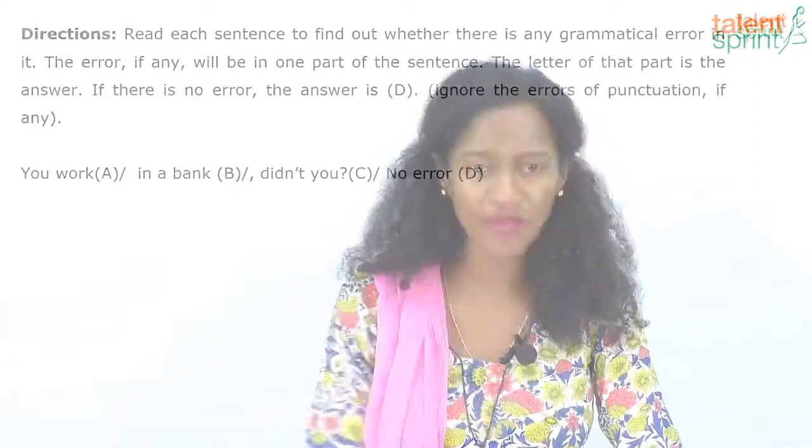If the statement is positive, then the tag has to be negative. If the statement is negative, the tag has to be positive. This is the cornerstone rule of question tags. But there are other rules as well; we will look at them. But for this one, let's see if you're able to identify it.